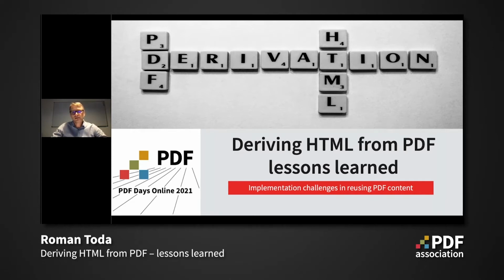I consider myself a developer who strongly believes in open standards, and I'm actively participating in the standard development through PDF Association or ISO. But today I'll be speaking to you as a chair of the Deriving HTML from PDF Technical Working Group at PDF Association, where this work was actually born.